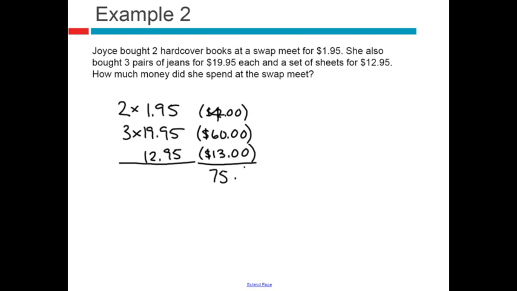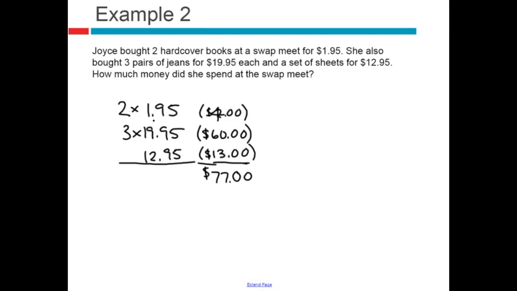Two times $1.95 or 2 times $2 should be $4. Sorry about that. Two hardcover books would be about 2 times $2, so that should be about $4. So it looks like Joyce spent about $77. Just kind of see what our answer should look like once we do the exact computations.